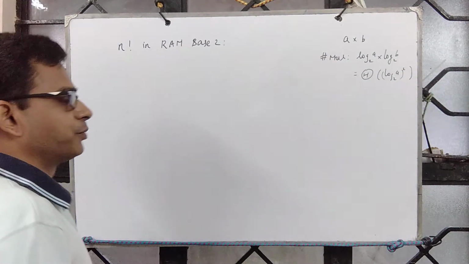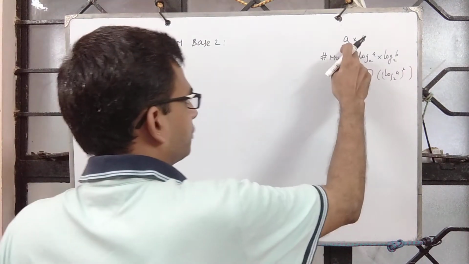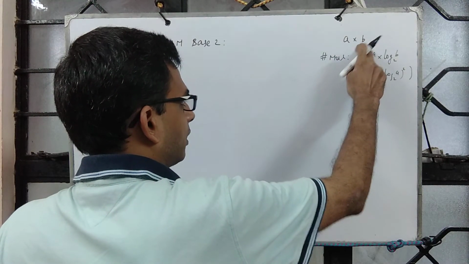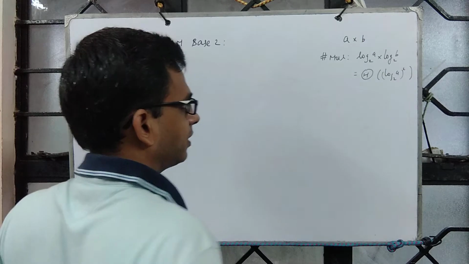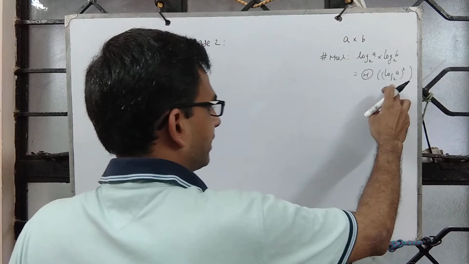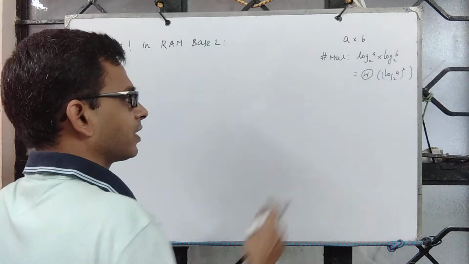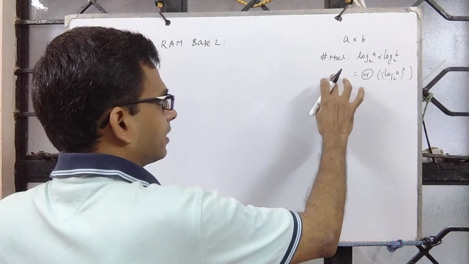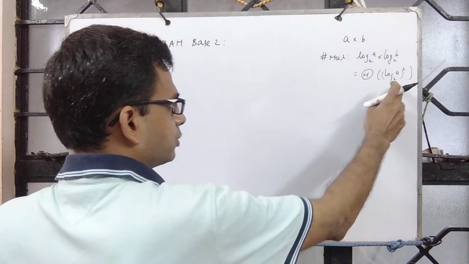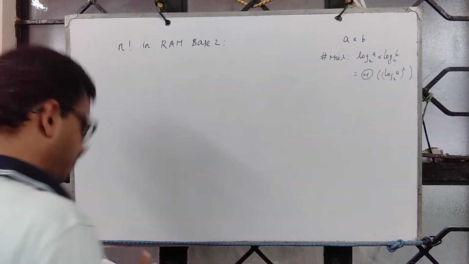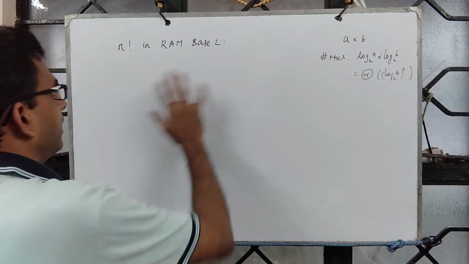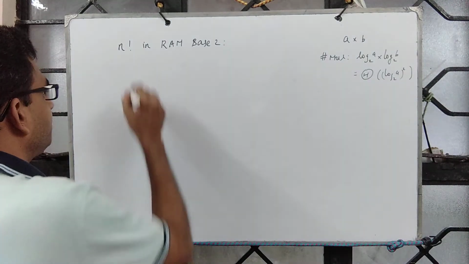in input size, because the input size for this is log A base 2 plus log B base 2, which you can write as theta of log A base 2. So this is quadratic in input size. We also saw that the number of bit level additions is also quadratic in input size. Now let's make use of this and approach this problem.